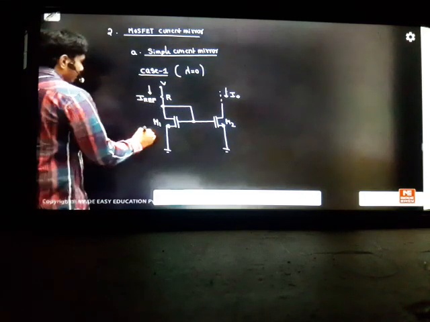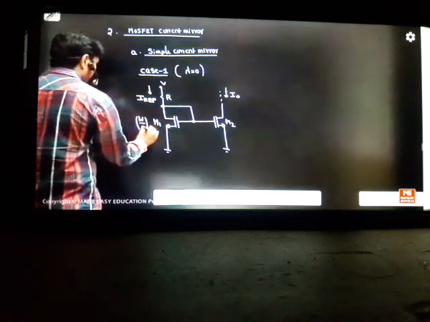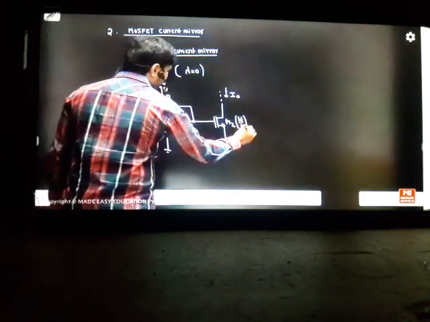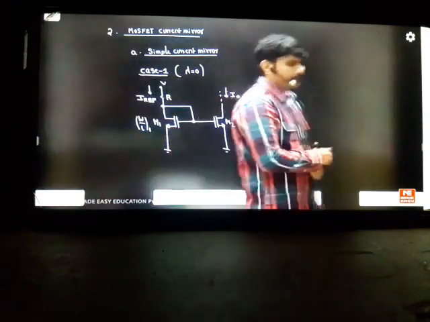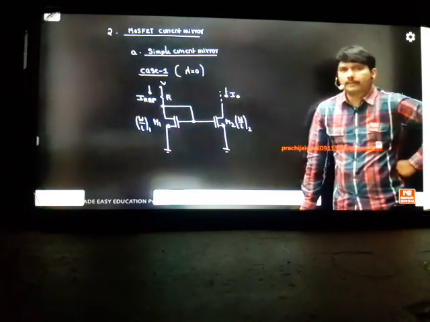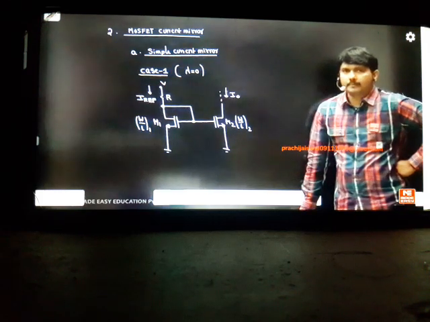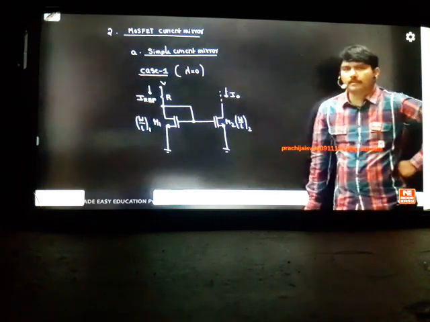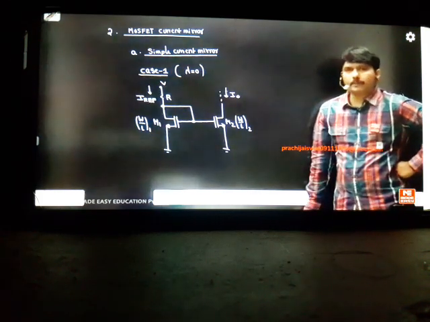BJT you have seen already. So we'll take W by L1 for the first transistor, and W by L2 for the second transistor. Suppose the W by Ls are different. The other terms are the same, like mu and Cox. Only the W by Ls I have shown different. Now the person will ask, can you find the current transfer ratio for this current mirror? Otherwise, find I0 in the problem. So how do we apply the logic in the case of MOSFET compared to BJT classes?